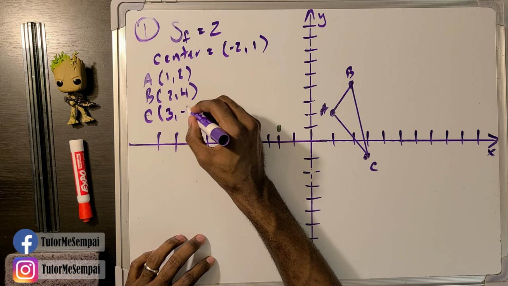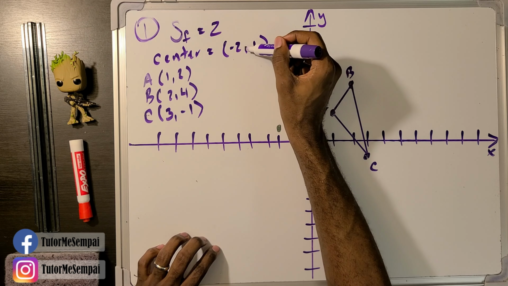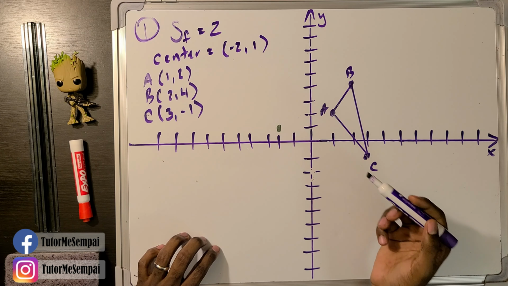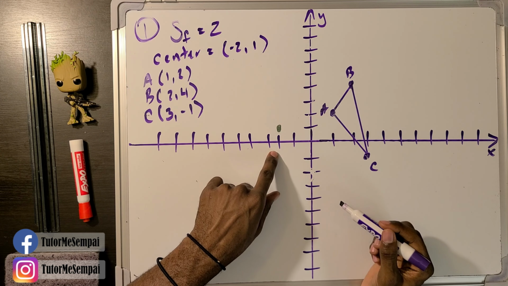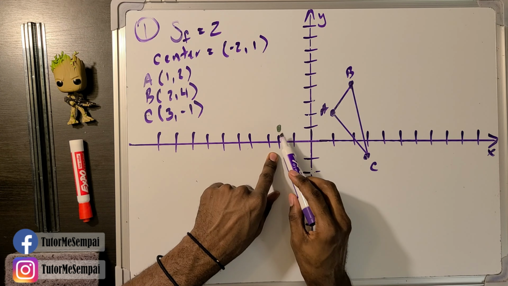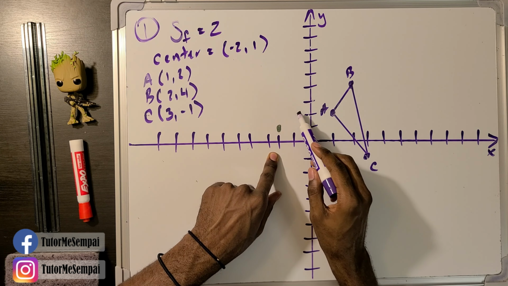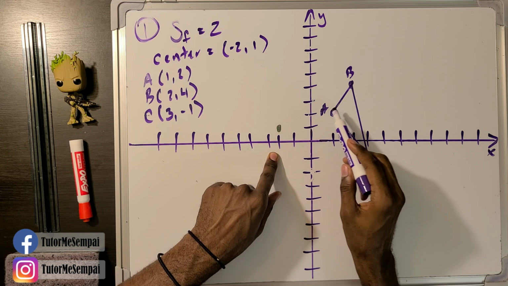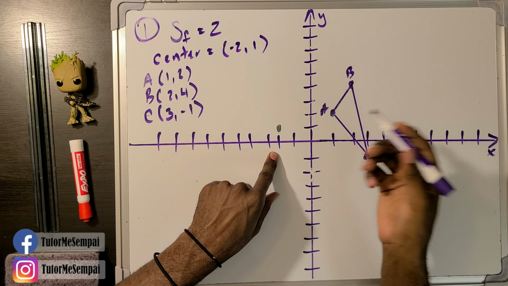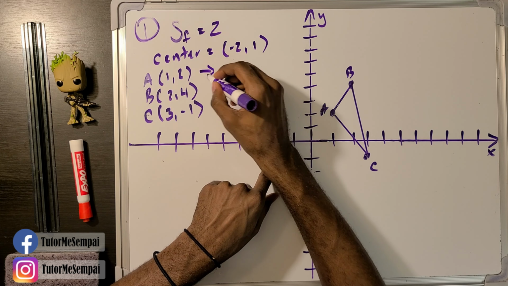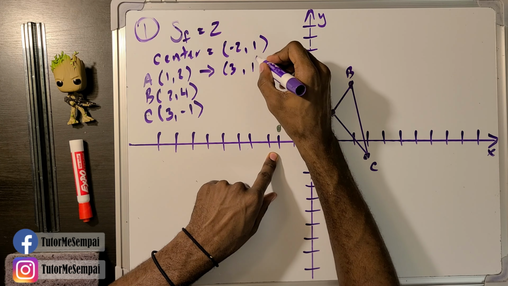So 3, -1. And we're supposed to find out how far each of these points is from this center point. So how far is A from this center point? Well, let's start from the center and go towards A. In order to get to A, we need to go up 1, and then we're going to go over 1, 2, 3. So we went up 1 and over 3. Those are both positive, right? So that means we're going over 3 and up 1.